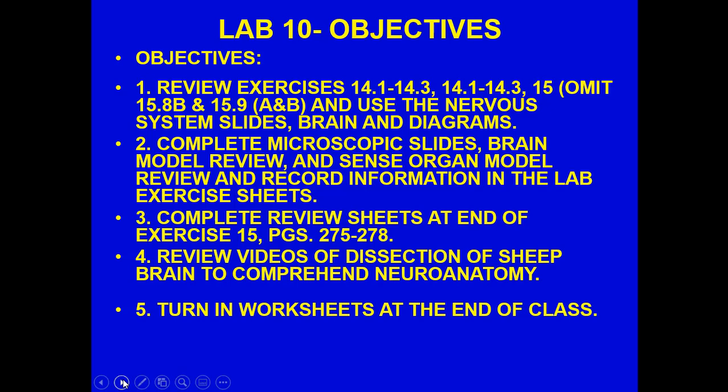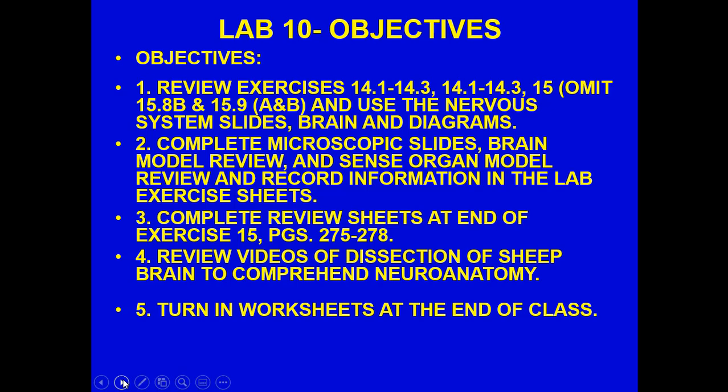Now, we're not going to do the sense organs this time. We're going to go into a further lab on special senses. But you will have a brain review model that probably will be demonstrated in a video. And you need to also record any information in the lab exercise sheets. Now, you will complete the review sheet at the end of exercise 15. That should be pages 275 to 278.